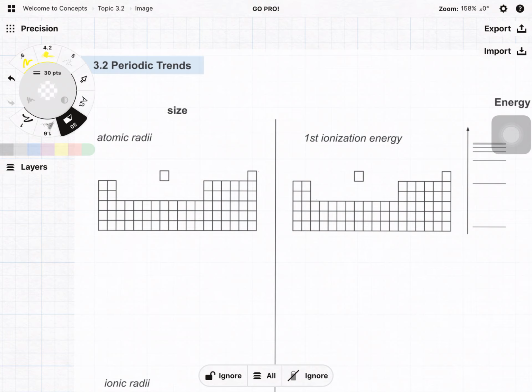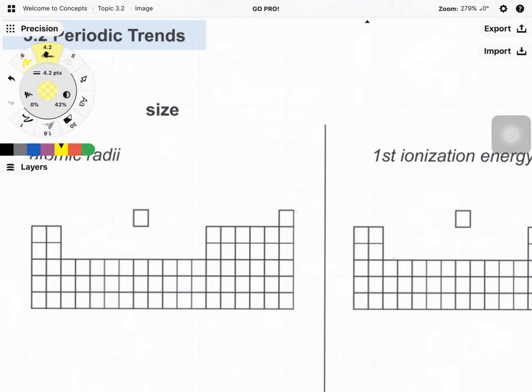You need to explain what happens to the trend as you go down the periodic table and across the periodic table. And lastly, you need to explain why the trend happens based on the arrangement of subatomic particles. Okay? So let's take a look at our first trend. Let's talk about atomic radius.